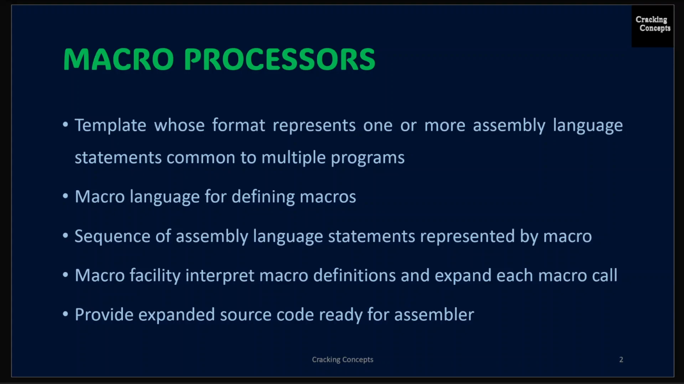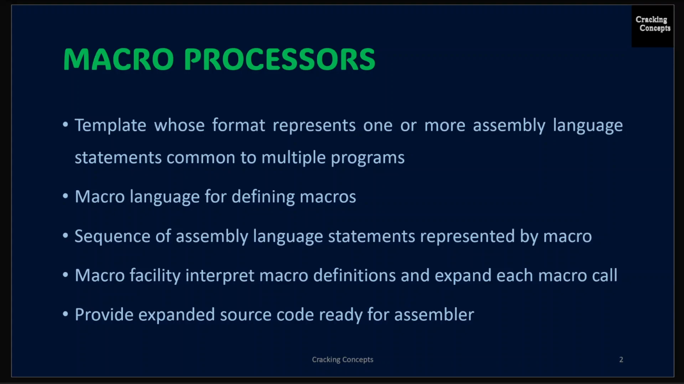An assembly language macro is a template whose format represents a pattern of 0 or more assembly language statements that might be common to multiple programs. For this purpose, a macro language is used to provide a syntax for defining macros, where a sequence of assembly language statements can be represented by a macro. A macro call is inserted into the assembly program source code, where the assembly code would otherwise go.